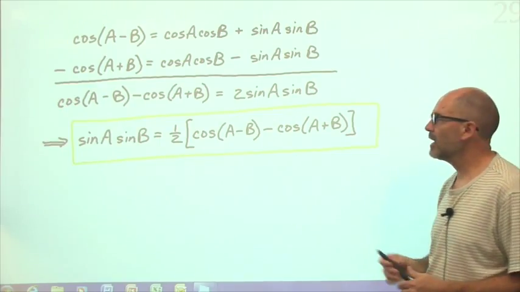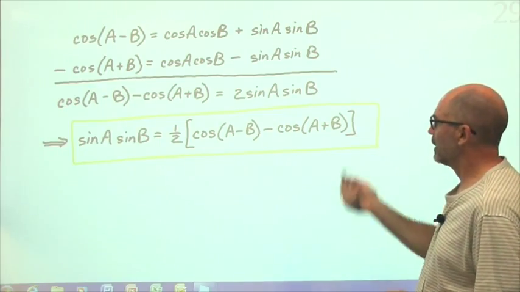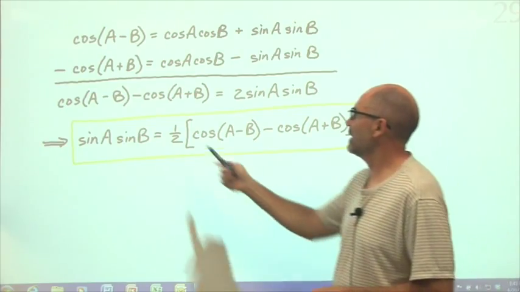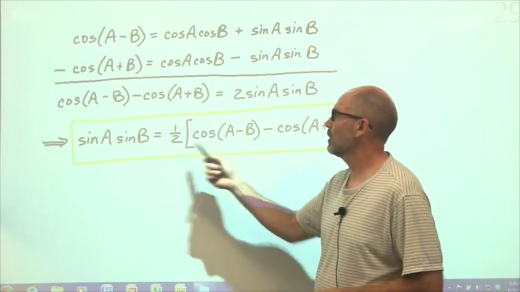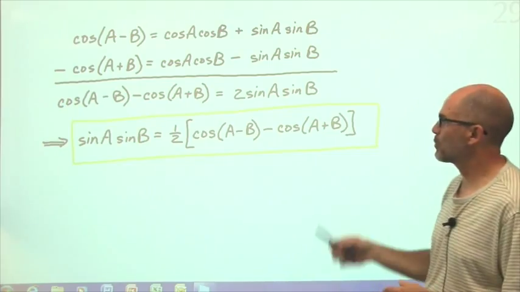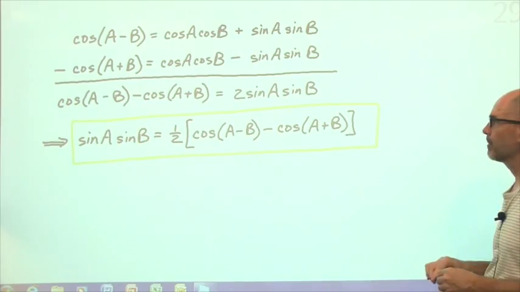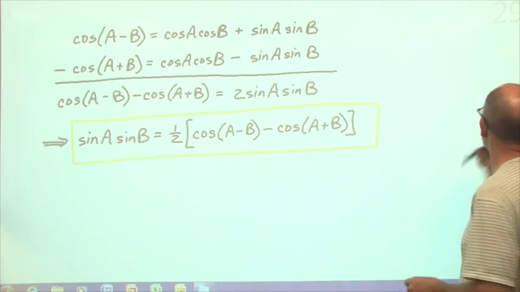Okay, so it's really simple how we got here, but once again, it's a useful identity when you want to get from a product to a sum, or in this case, a difference.